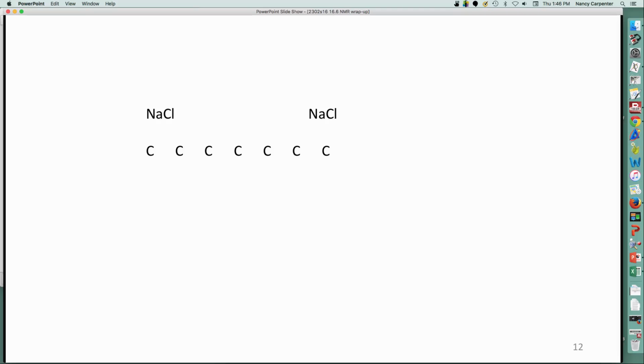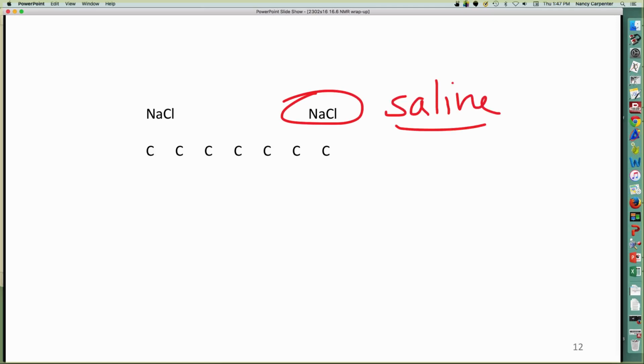So what's this? Give up? Well, I'll give you a big hint here. This is saline, right? Salt dissolved in water, maybe. Saline, saline over the 7 seas.